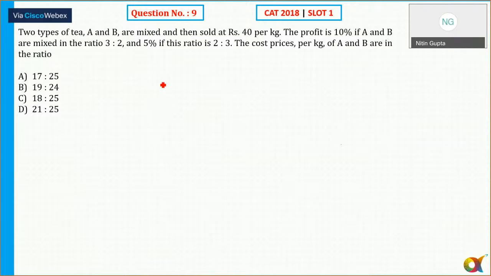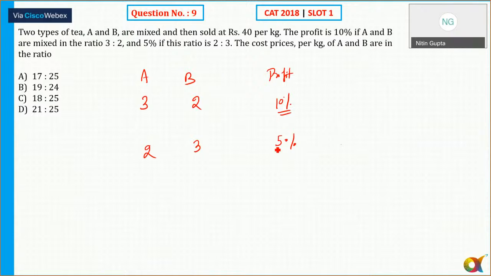So it says two types of tea, A and B, are mixed and then sold at rupees 40 per kg. The profit is 10% if A and B are mixed in the ratio 3:2. And 5% if the ratio is 2:3. If I'm mixing them in the ratio 2:3, the profit comes out to be equal to 5%.